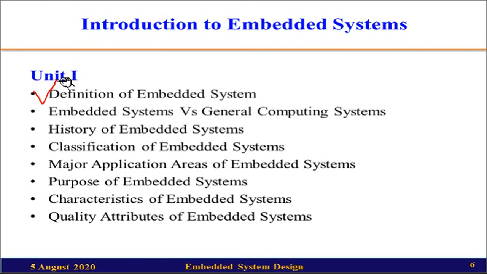Before defining, we'll see what are the different devices which you see in your daily life which can be called an embedded system. One such is a washing machine. You can consider a microwave oven, you can consider the mobile phone. All these are nothing but embedded systems. We'll take the washing machine as an example and try to define what an embedded system is.